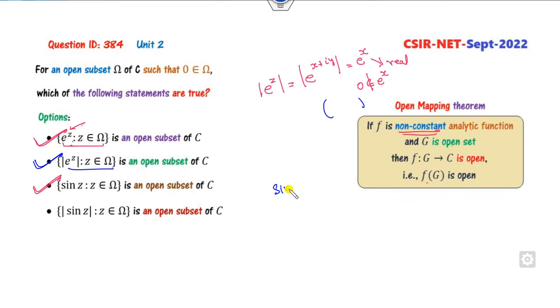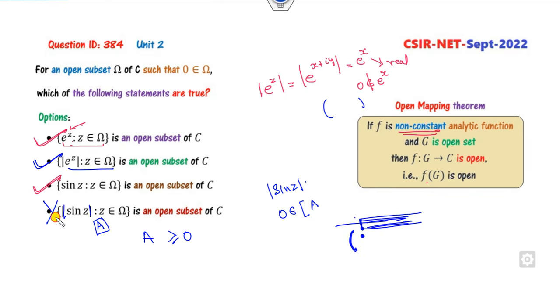Sin of z. You can see sin of z, you can write here, can 0 belong to this? Yes, 0 belongs to this set A. Once 0 belongs to this, can you find, but because it's a modulus value, this value A will always be greater than or equal to 0. So it means this is the range of this. But if you take an open set around this point, there is no open subset of this. So it is not an open set. So once it is not an open set, it will not be open.